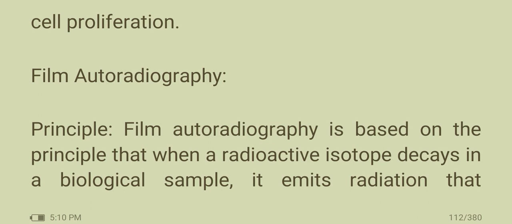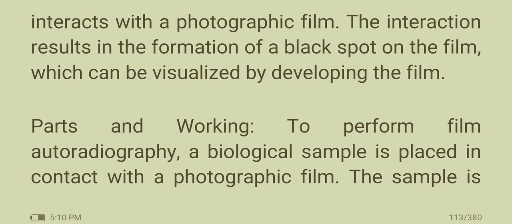Film autoradiography is based on the principle that when a radioactive isotope decays in a biological sample, it emits radiation that interacts with photographic film. Earlier, it was interacting with the photographic emulsion. Here, we are providing the photographic film. The interaction results in the formation of a black spot on the film, which could be visualized by developing the film. Parts and working. To perform film autoradiography, a biological sample is placed in contact with a photographic film.